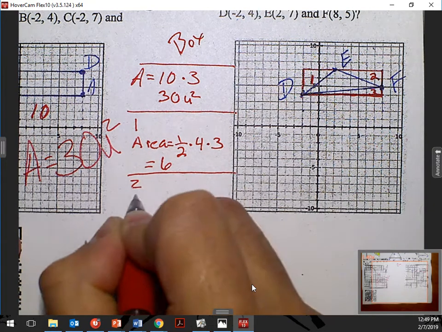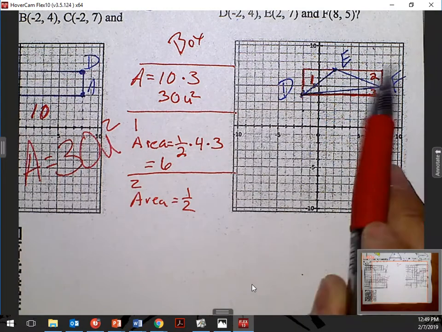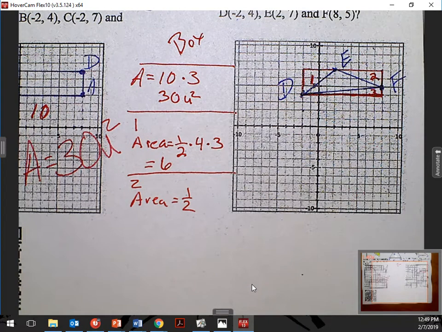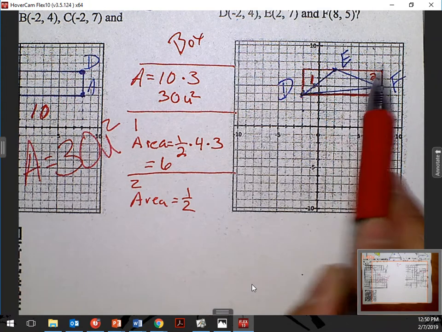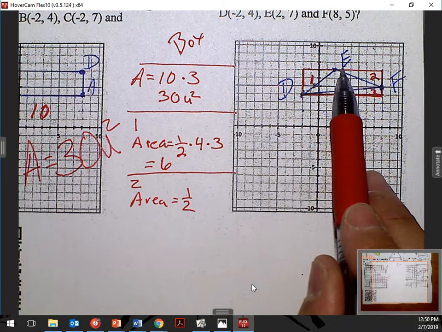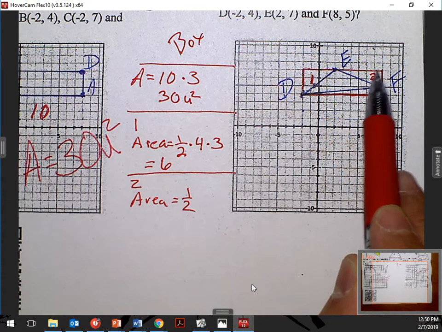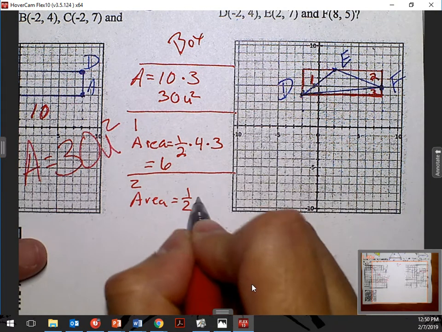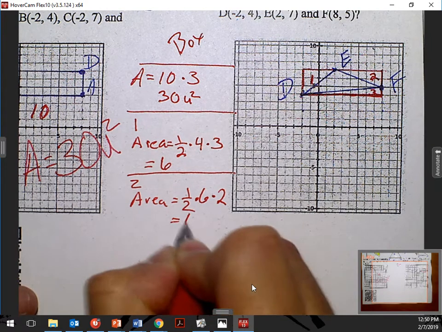Time for 2. 1/2. For 2, what is the base of 2? Here's 2, right? What's the base, left and right? 1, 2, 3, 4, 5, 6. And what's the height for 2? 2, right? So what is the area going to be? 6.